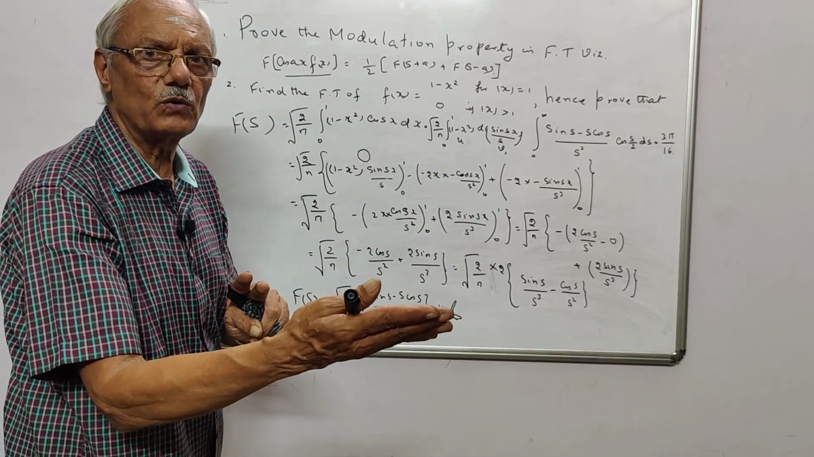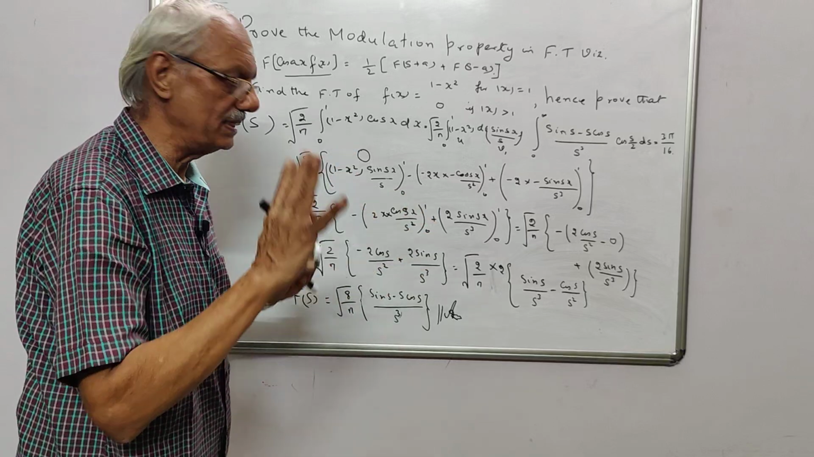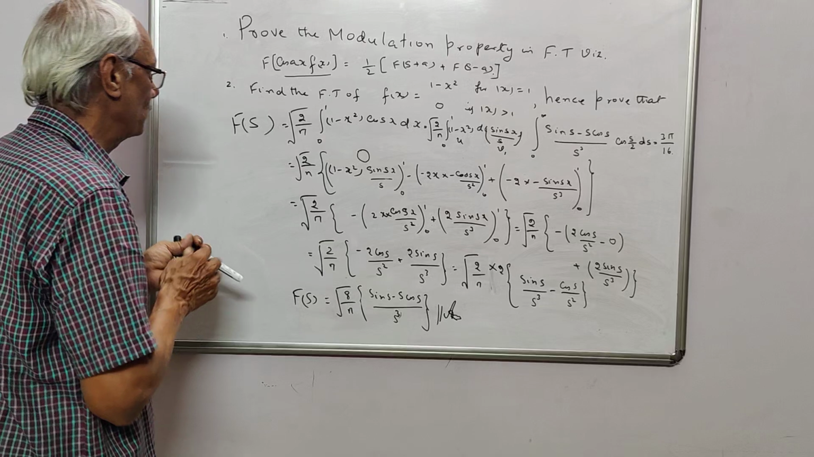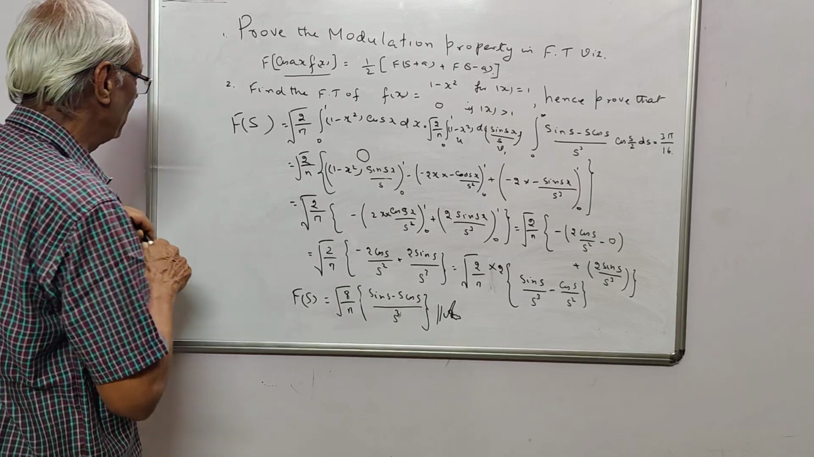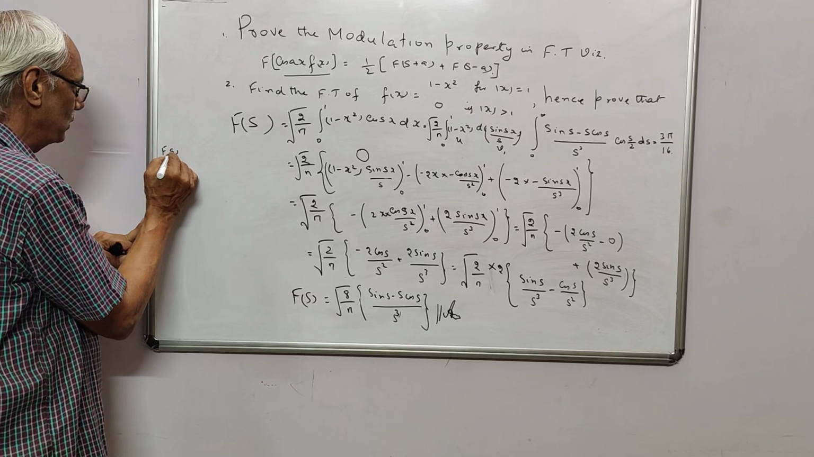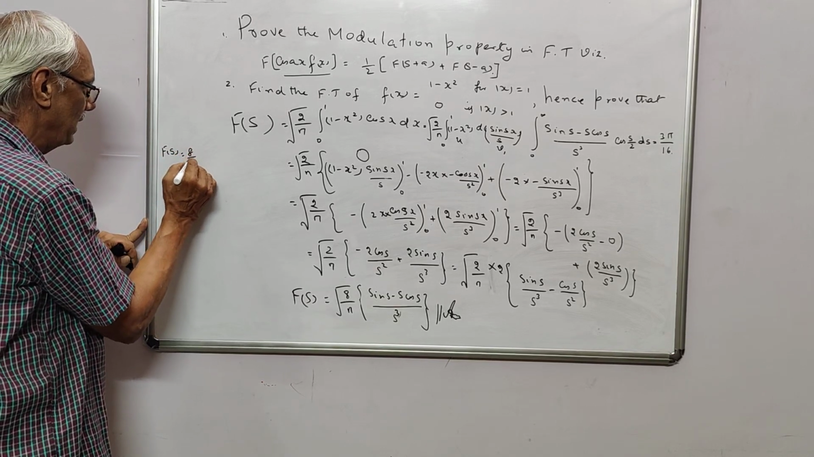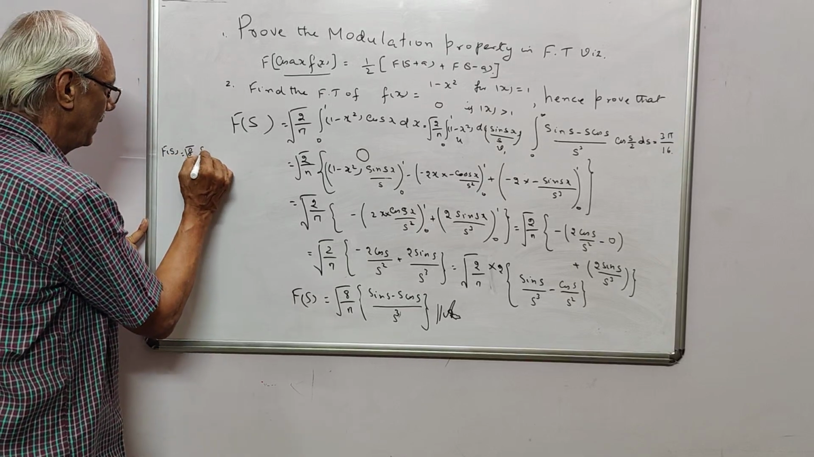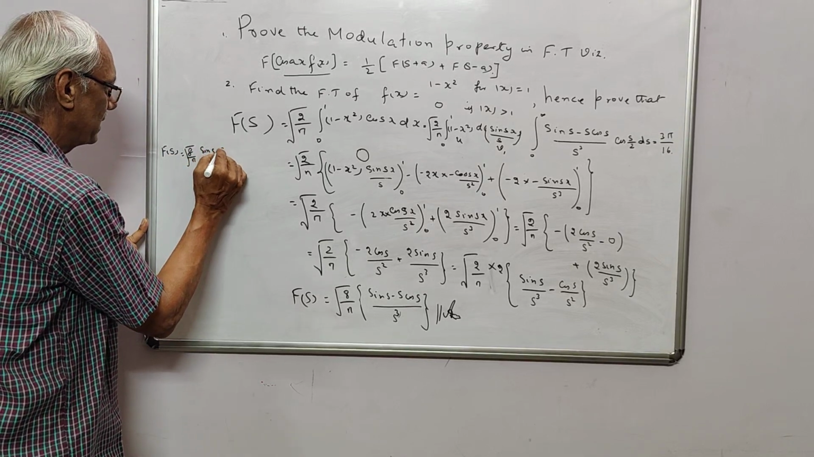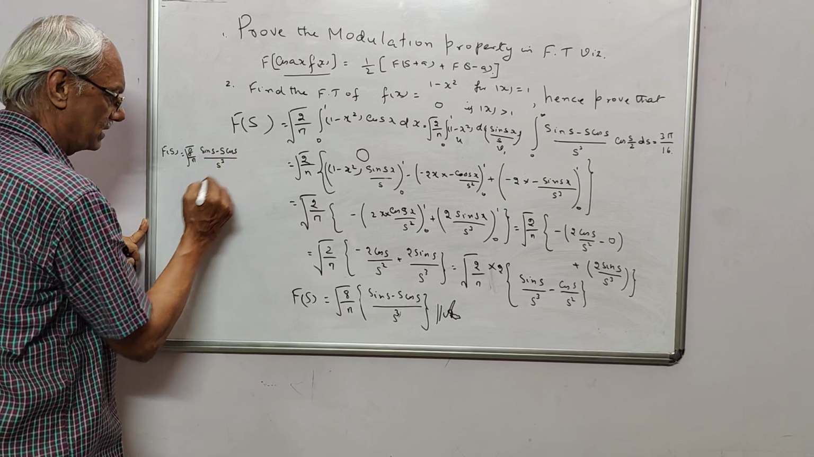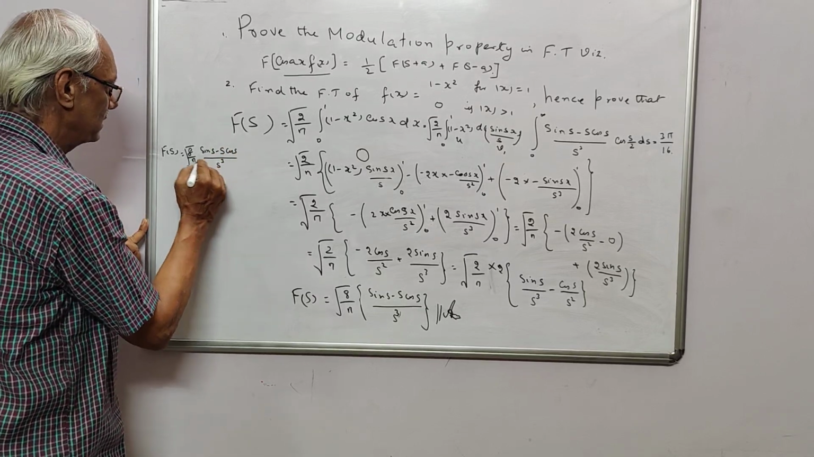Are you able to understand what I am talking? Yes, in the s plane, it will be like that. So this is my answer for the first one. I'll write here. The Fourier transform of that is F of s. So what do you get here? It is the square root of 8 by pi, and it is sin s minus s cos s divided by s cubed.